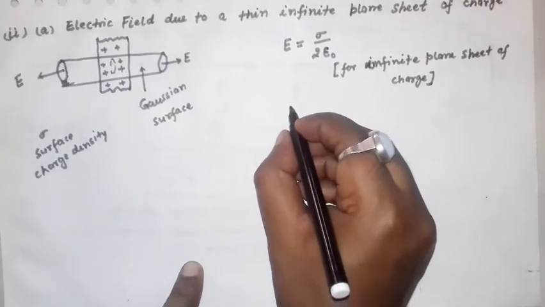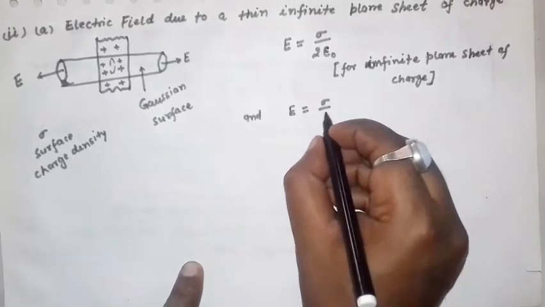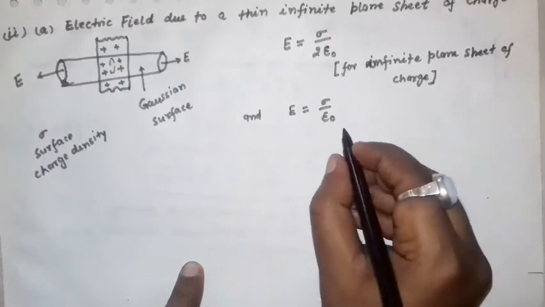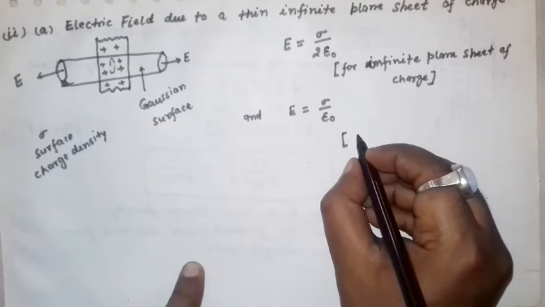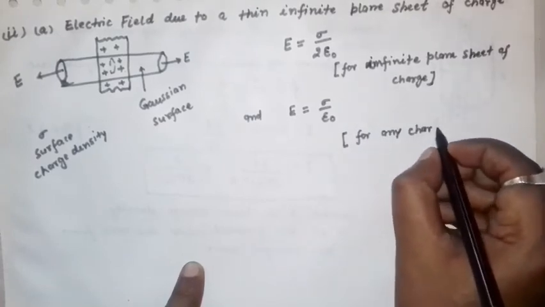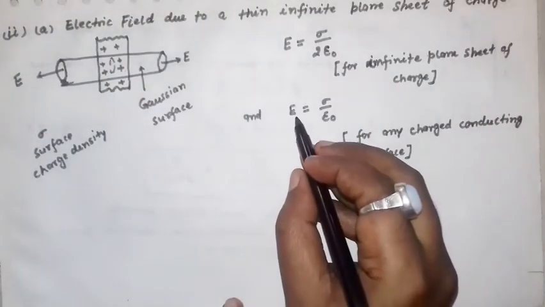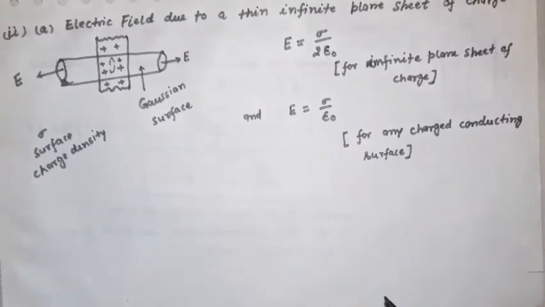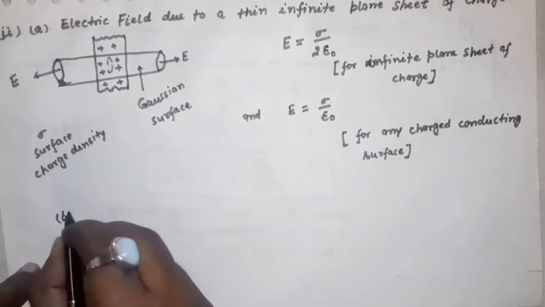And the electric field E equal to sigma upon epsilon naught if we are considering any charged conducting surface. Any charged conducting surface, the electric field will be equal to sigma upon epsilon naught, where sigma is surface charge density. So now let us discuss the second case.